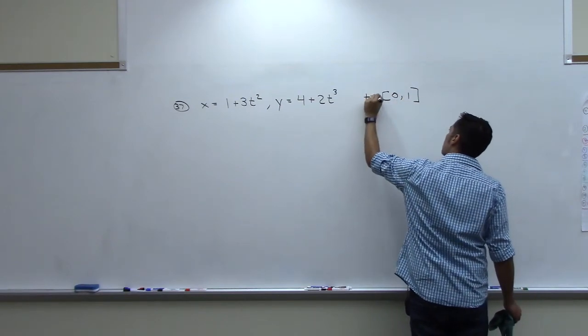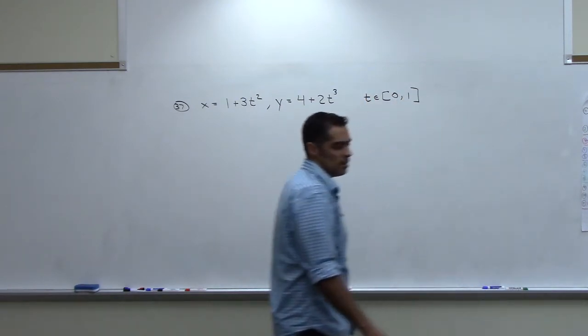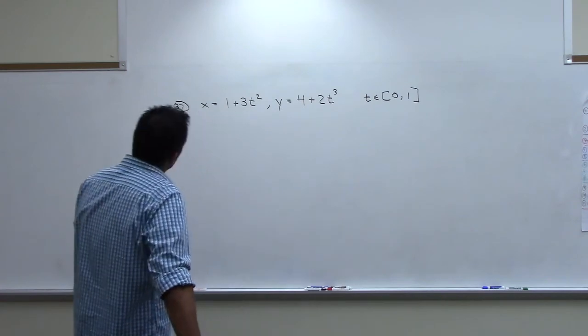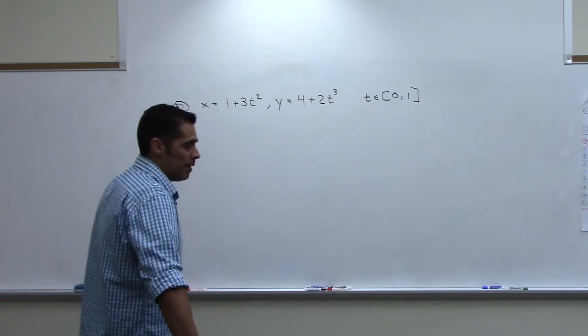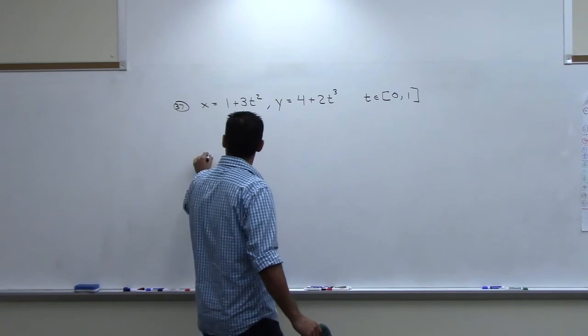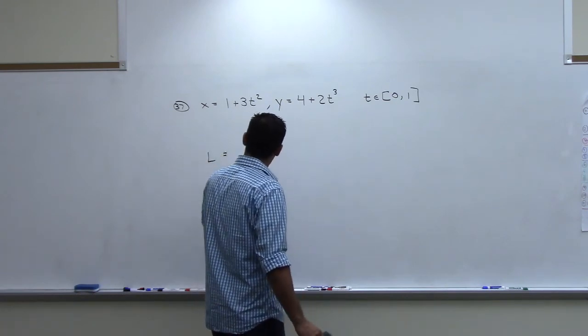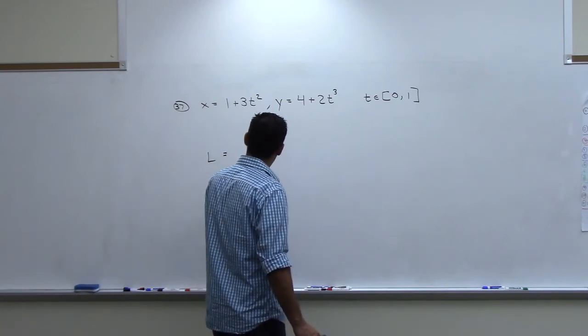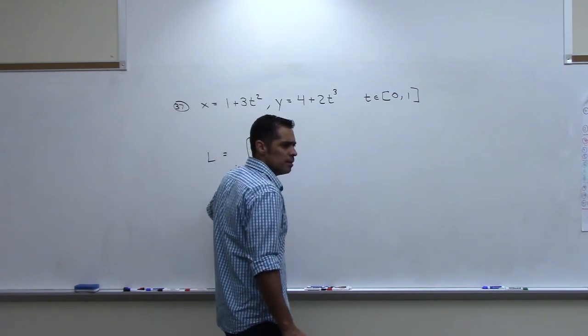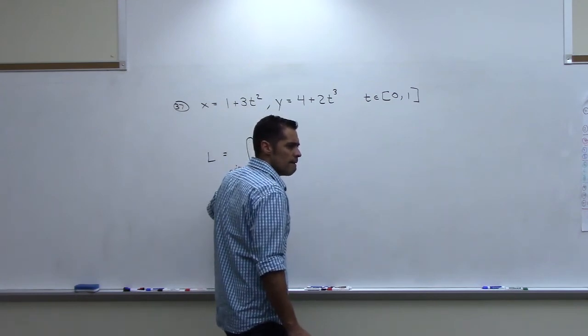Keep it around the unit. T is an element of [0, 1]. They want arc length, right? So the formula for arc length is the integral from a to b. Alpha beta, or AB, however you want. Did I use AB on there? I did.